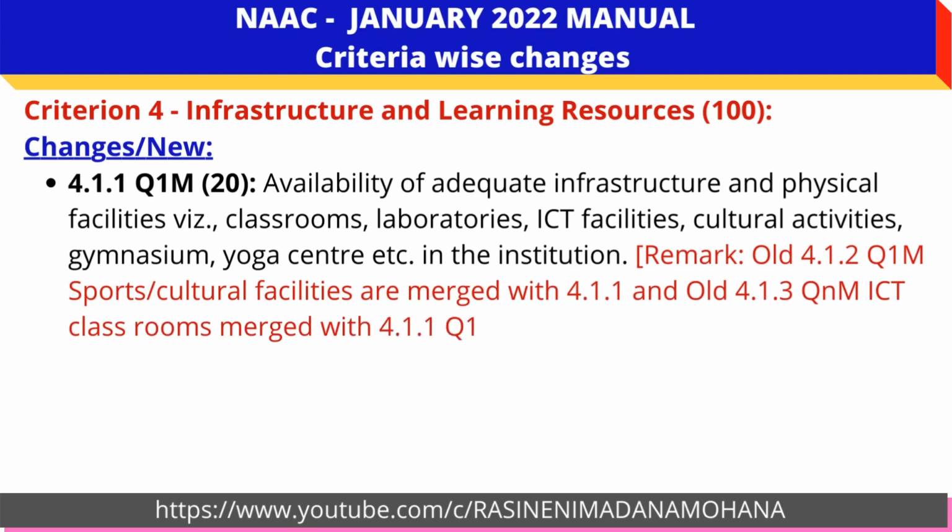This is also merged with 4.1.1. Finally, the old 4.1.2 qualitative, that is sports and cultural facilities, is merged with 4.1.1, and old 4.1.3 quantitative metric, ICT classrooms, is merged with this qualitative metric. So a total of two metrics are merged with this. Then the total weightage is 20.